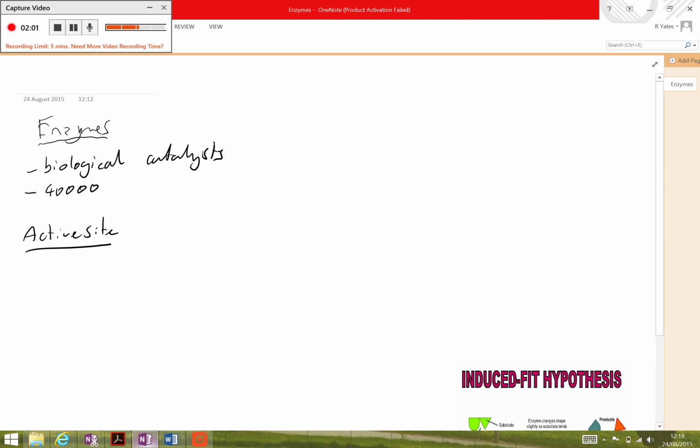So the active site. You may remember we usually draw it a bit like a Pac-Man. So there's our enzyme, and there is our substrate. That enzyme is going to break down the substrate, and that will form our products.